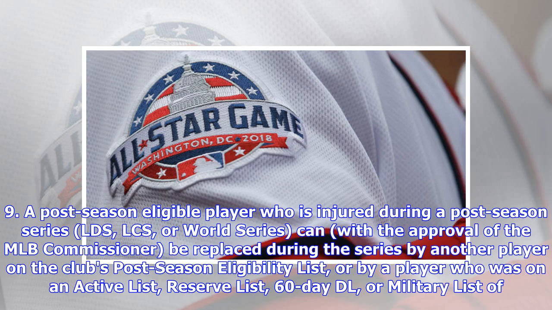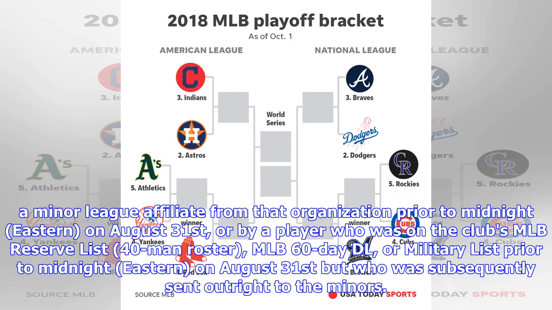9. A postseason eligible player who is injured during a postseason series, LDS, LCS, or World Series, can, with the approval of the MLB Commissioner, be replaced during the series by another player on the club's postseason eligibility list, or by a player who is on an active list, reserve list, 60-day DL, or military list of a minor league affiliate from that organization prior to midnight Eastern on August 31st, or by a player who was on the club's MLB reserve list, 40-man roster, MLB 60-day DL, or military list prior to midnight Eastern on August 31st, but who was subsequently sent outright to the minors.